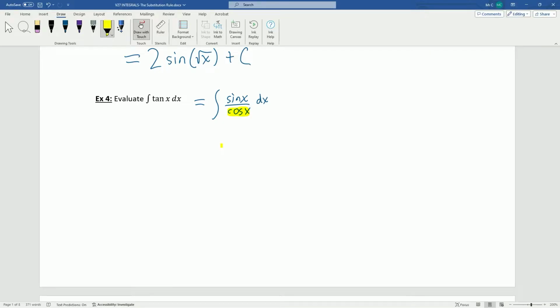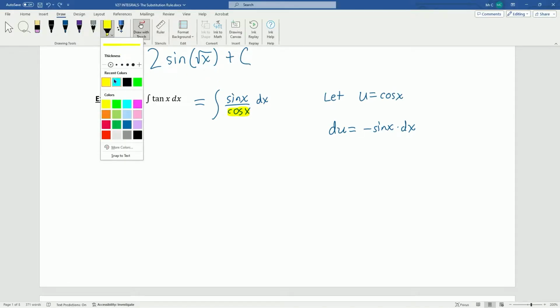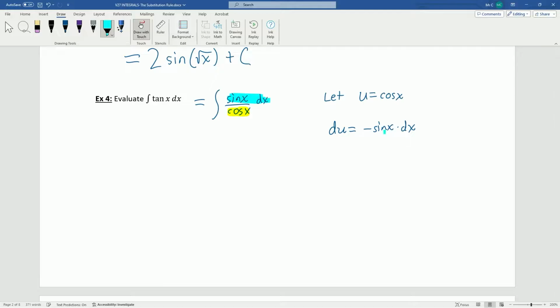So now we can rewrite this as a u substitution. We're going to let u be equal to cosine of x. Then du is going to be negative sine of x, right? The derivative of cosine is negative sine, times dx. But what I really need is sine of x dx. So I'm going to multiply that negative 1 across and get negative du equals sine of x dx. Now I've got the exact substitution that I want to make.